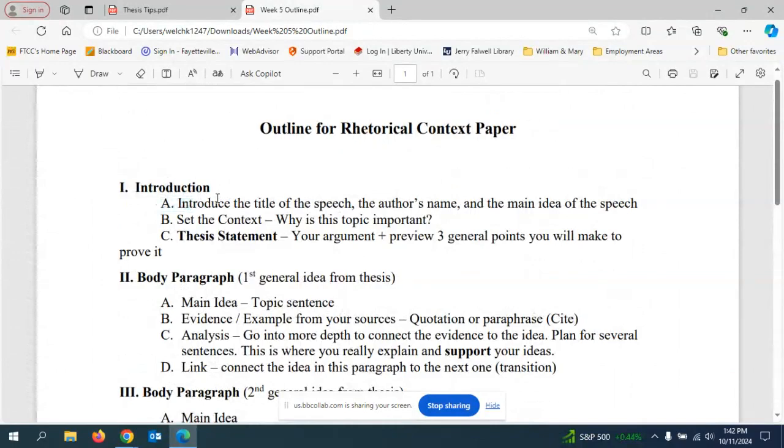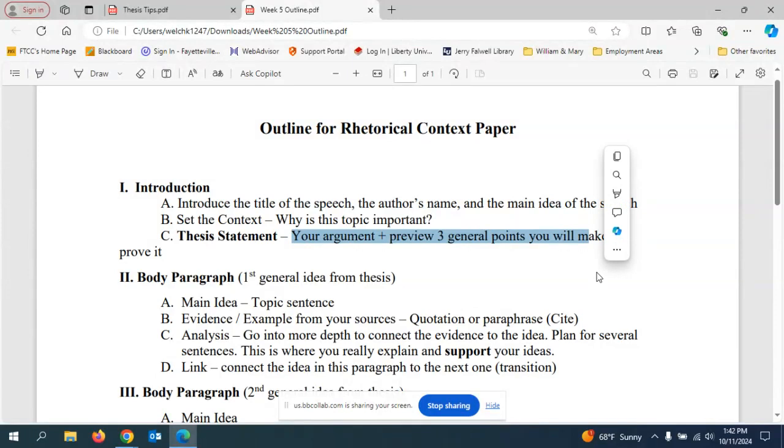You should instead focus on the part of the paper that is going to direct the rest of the paper, or rather, you should focus on the sentence or the statement that is going to lay out the guidelines for how the rest of your paper will be structured. That's where you want to start. So you want to start here with a thesis statement. Your thesis statement is going to be one sentence that contains your argument and previews 3 general points you will make to prove that argument.